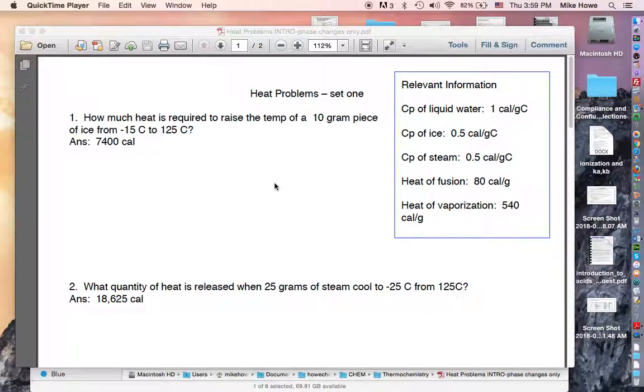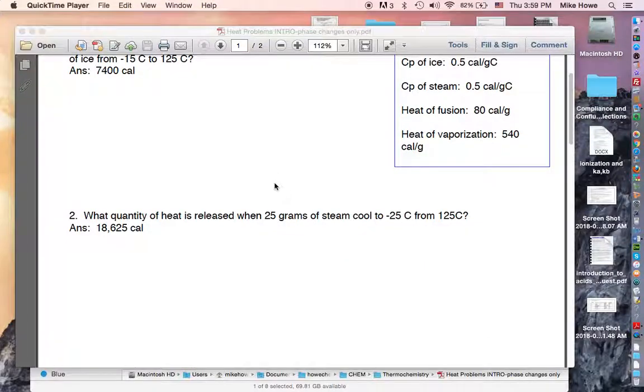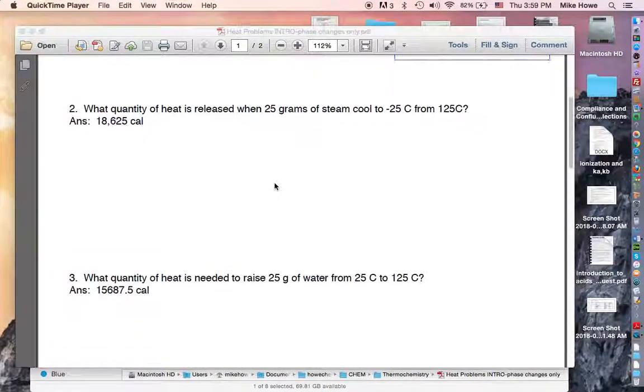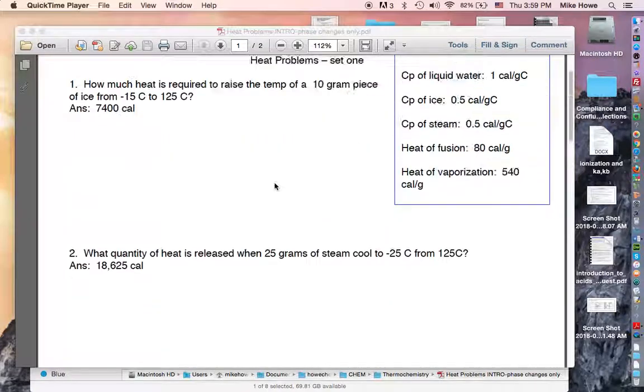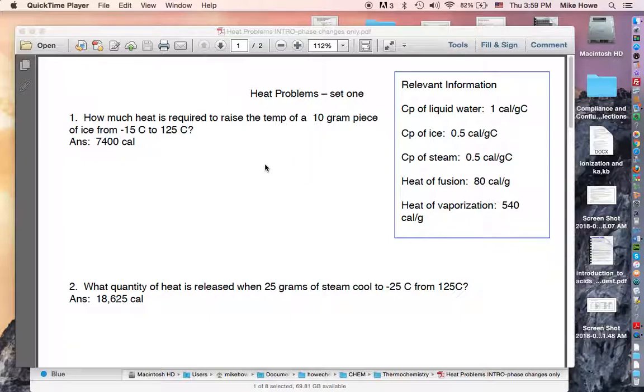I'm going to use this heat problem set, do a couple examples off of it to reteach how to do the problems on the heat quiz. Bear in mind that this is not the heat quiz, and these problems are not the ones that are on any of the heat quizzes, but the logic is the same. So when we learn to do this stuff, I'm going to write some formulas here.